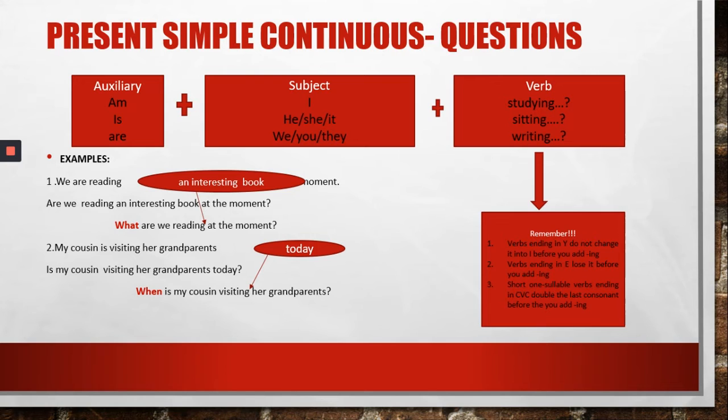Let's look at the second example. My cousin is visiting her grandparents today. Interrogative form. Is my cousin visiting her grandparents today? And if we want to ask a question for this word today, we use question word when and then the interrogative form of this sentence, and you see that today is omitted from the question because the word when refers to it.